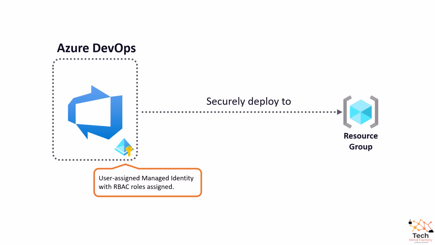So when it comes to Azure DevOps, we create a user-assigned managed identity with RBAC roles assigned in the Azure cloud, okay? So let's say that in the resource group in the Azure cloud, we created a user-assigned managed identity. For this user-assigned managed identity, we configure Workload Identity Federation, or federated credential to be more precise.